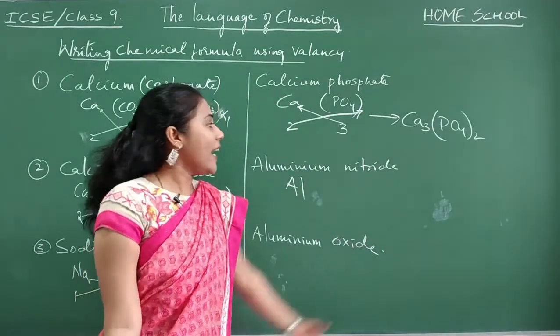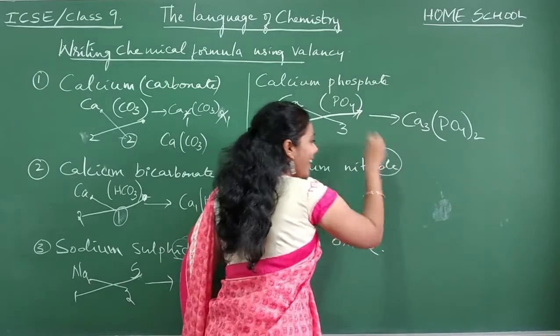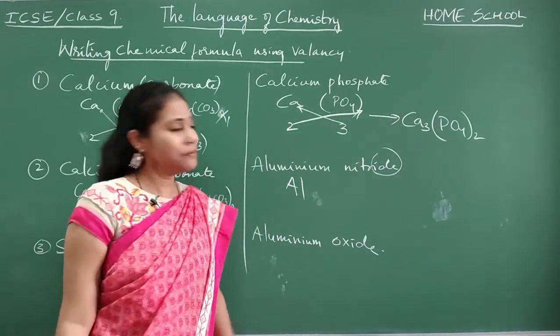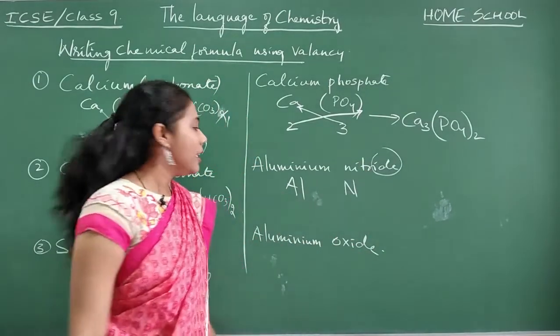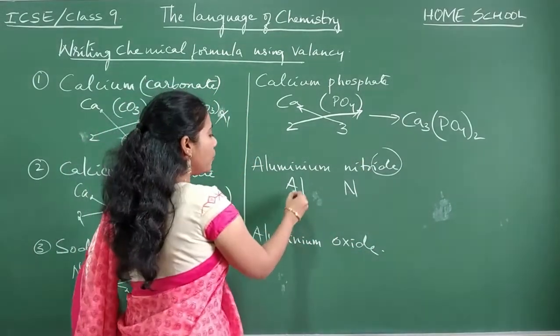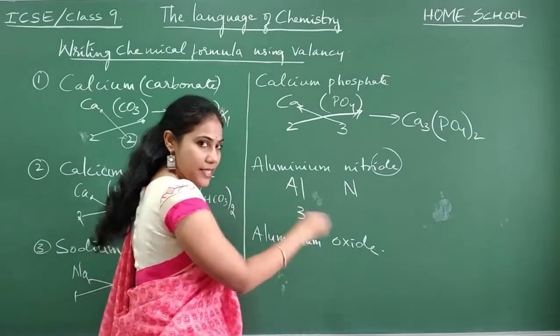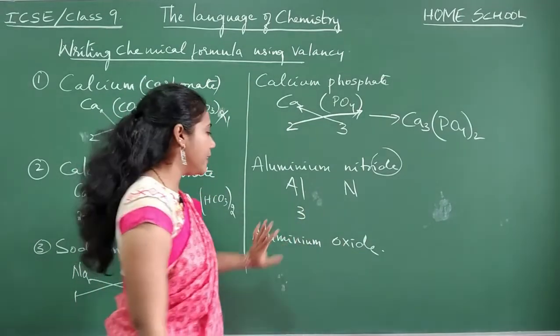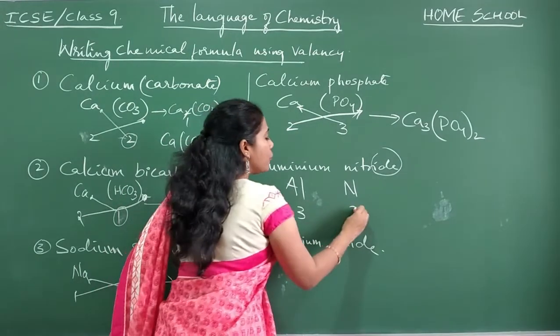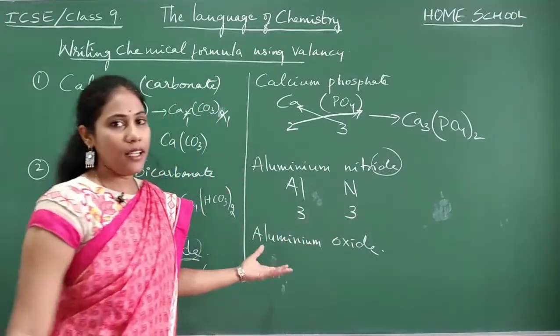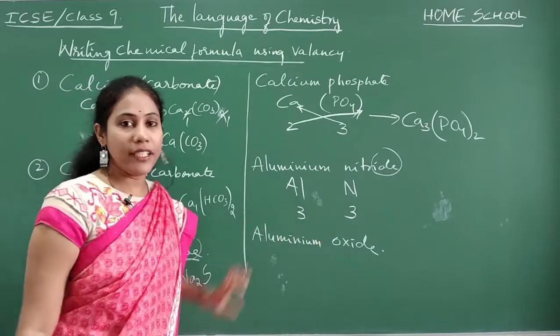At the end we add a tail. What is the tail? IDE. So what do you mean by nitride? It is N. And put their valencies below. Aluminium valency is +3. I consider only 3 here. Nitrogen valency is -3. So here also I'll not take that sign, no need to take.